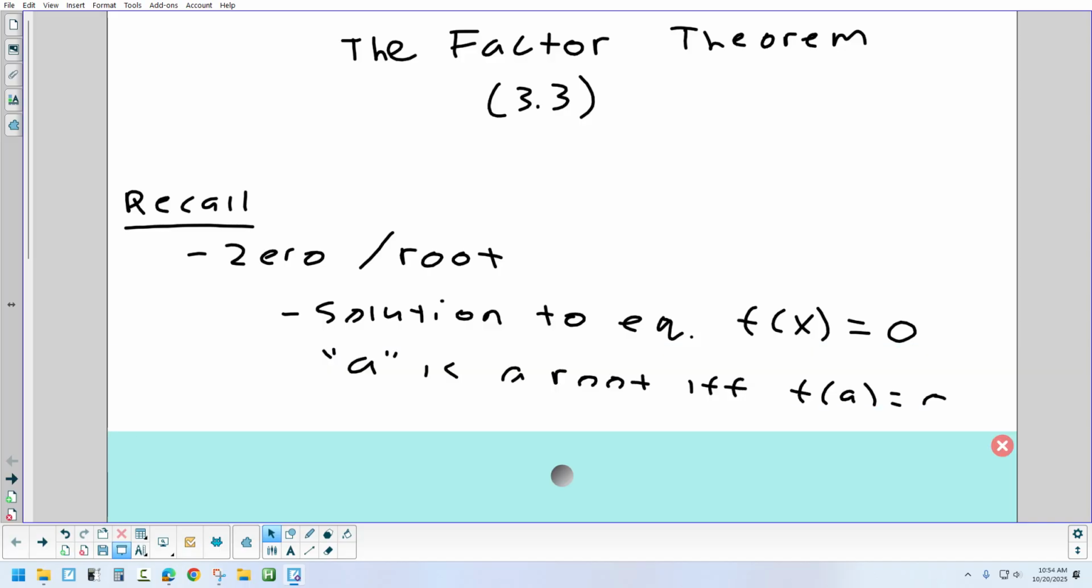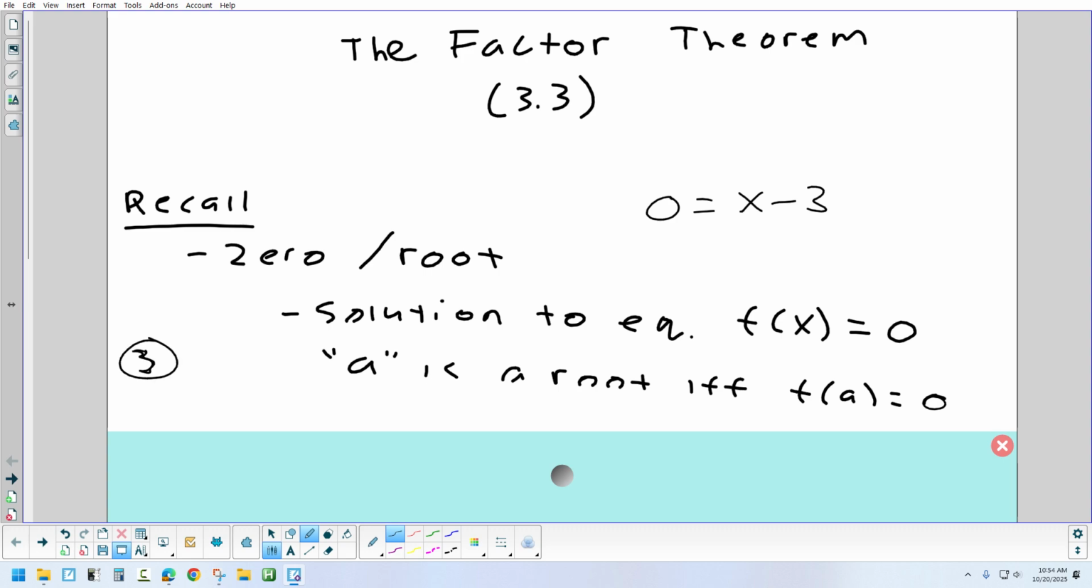All right, so just a reminder of what a root or a zero is. A root or a zero is a number that you can plug into an equation, and when you plug it in, you get 0. So if I had something like this, and I set that equal to 0, and I solve it, that would be the root. What would you get if you solve for x there? Yeah, 3.